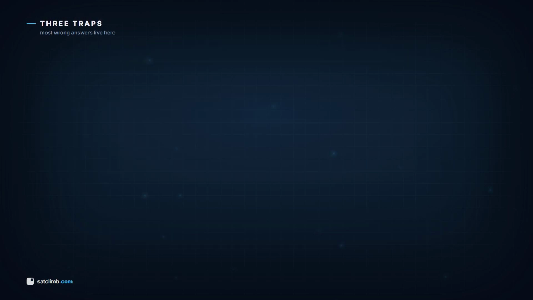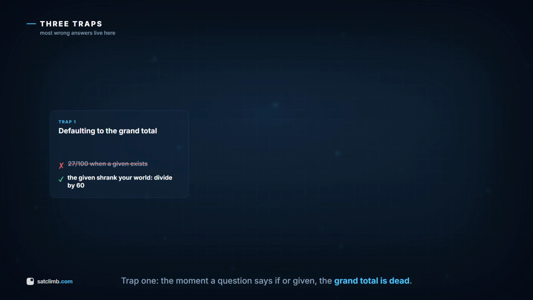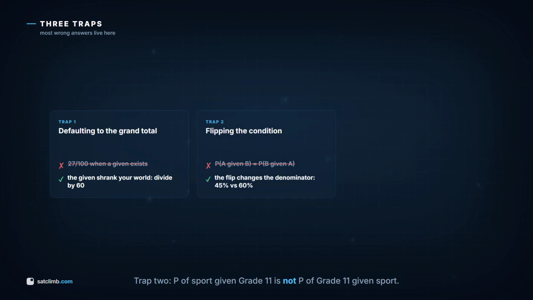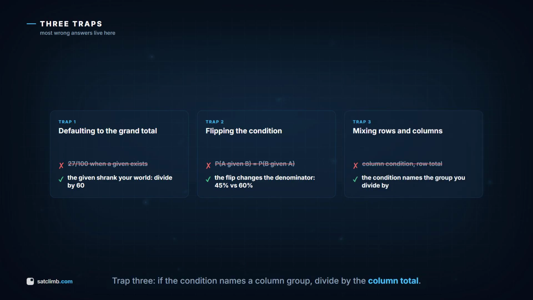Three traps. 1. Defaulting to 100. The moment a question says if or given, the grand total is dead. 2. Flipping the condition. Probability of sport given grade 11 is not probability of grade 11 given sport. We just watched 45% become 60%. 3. Mixing rows and columns. If the condition names a column group, divide by the column total. The condition always names the group you divide by.